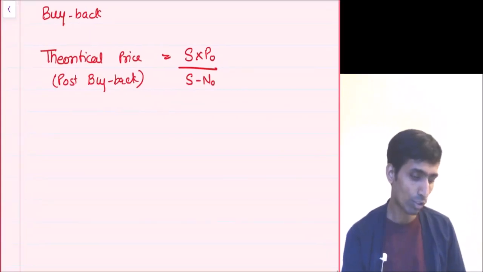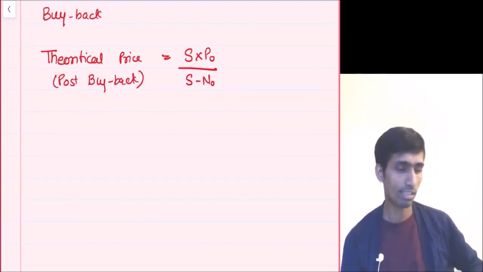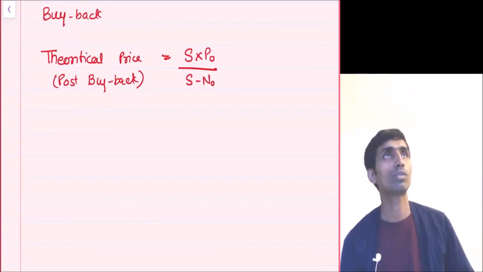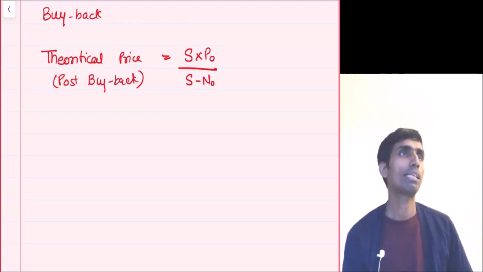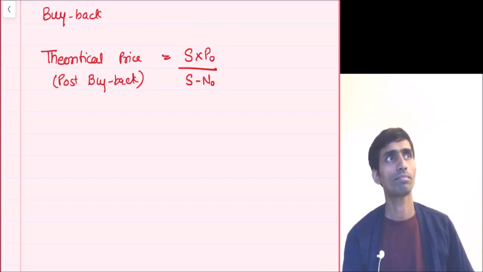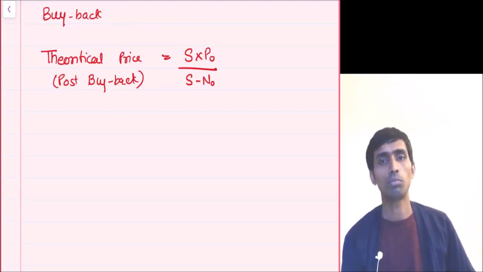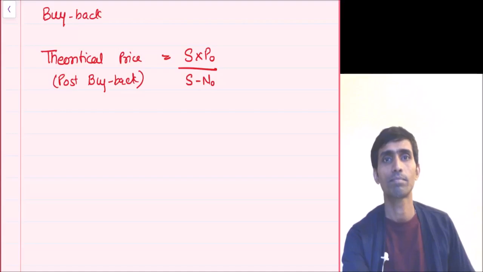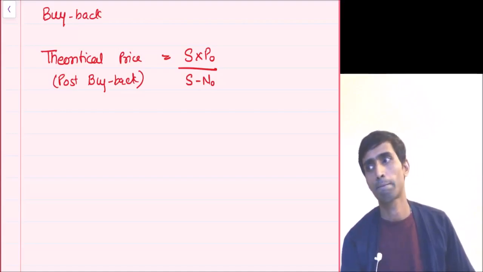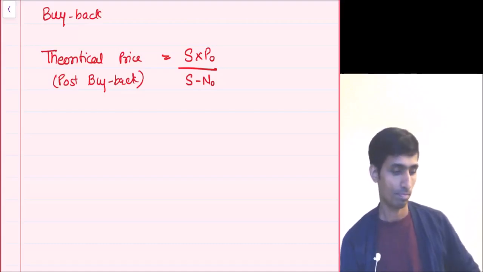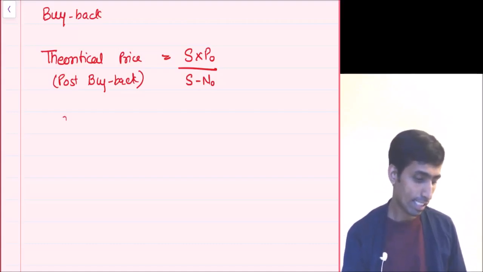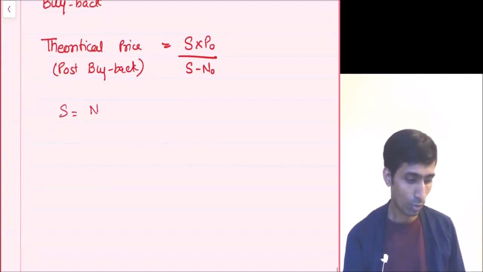So you can write this. Please write the full forms of the notations also. Write buyback, theoretical price, post buyback. S is equal to number of shares outstanding.